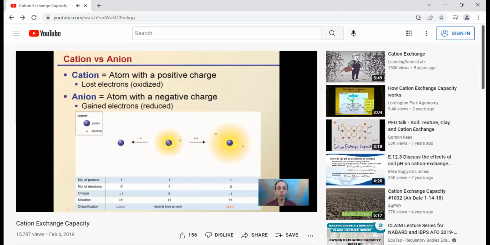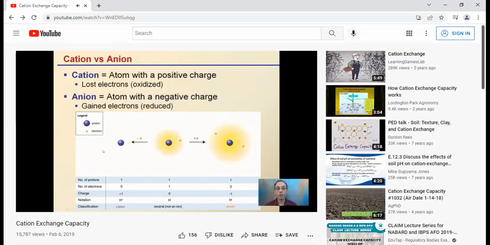So it loses an electron, becomes oxidized, and this becomes now a positive ion, which would be properly termed a cation. In contrast to that, the atom has a negative charge, and this is an anion. So here we're gaining another electron. Electrons have a negative charge, it's being reduced, and we have the hydrogen anion here. So anion negatively charged, cation positively charged.